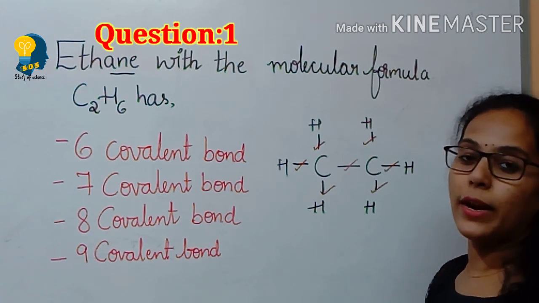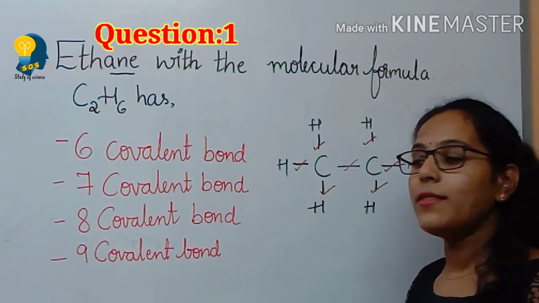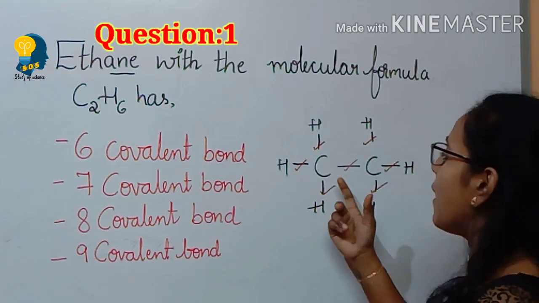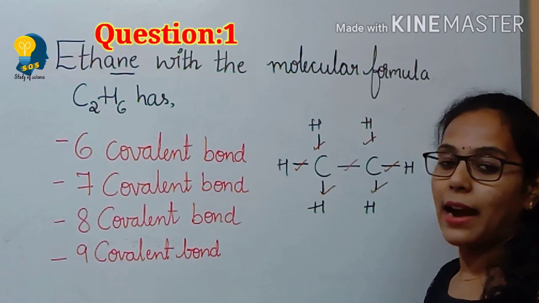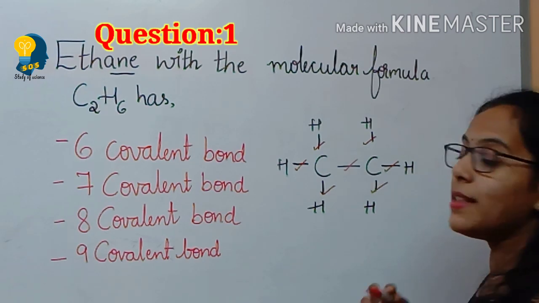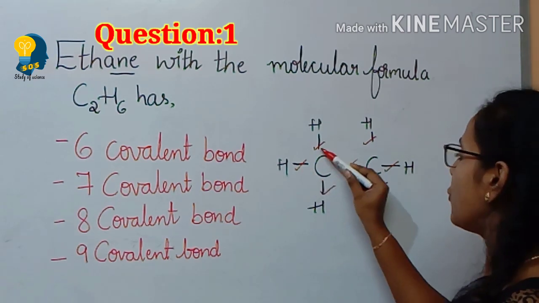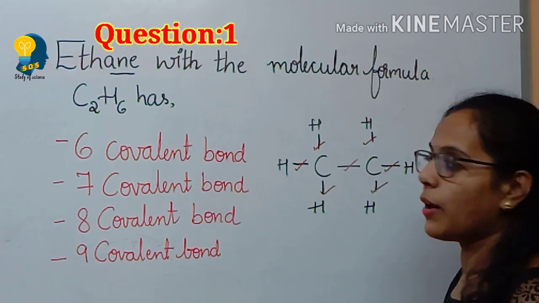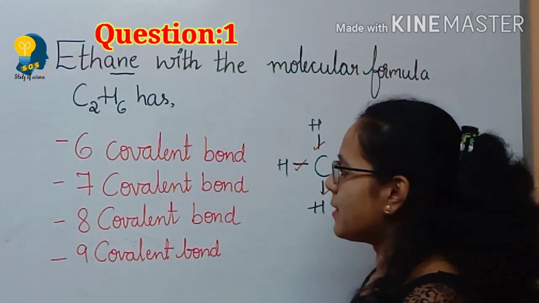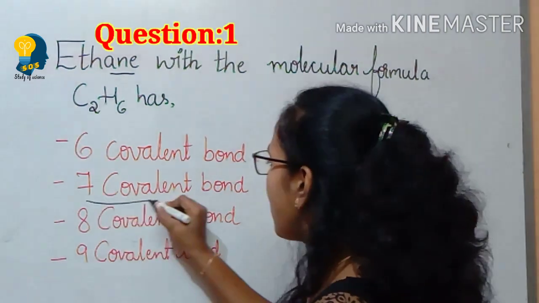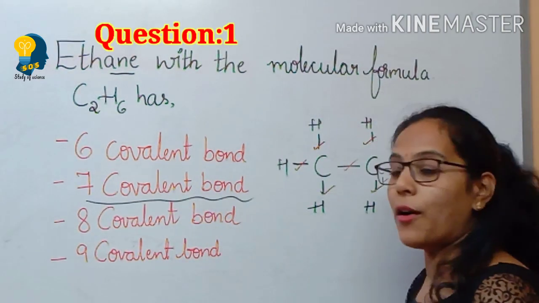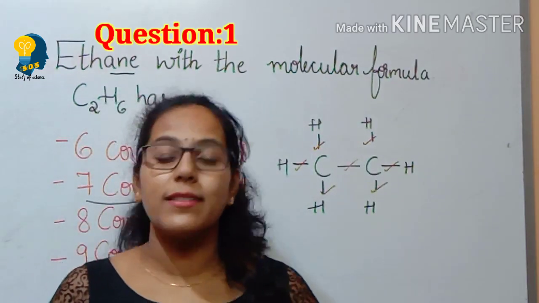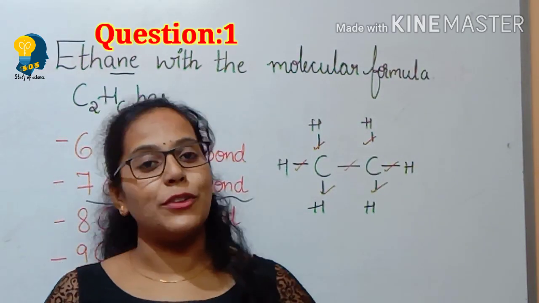You know what are covalent bonds? Covalent bonds are the bonds which share the electron between the atoms, right? Here carbon and hydrogen are sharing the electrons between them. So there are totally 7 covalent bonds. 1, 2, 3, 4, 5, 6 and 7th one is here. So the answer is the second option, that is it is having 7 covalent bonds. Ethane with the molecular formula C2H6 has 7 covalent bonds.